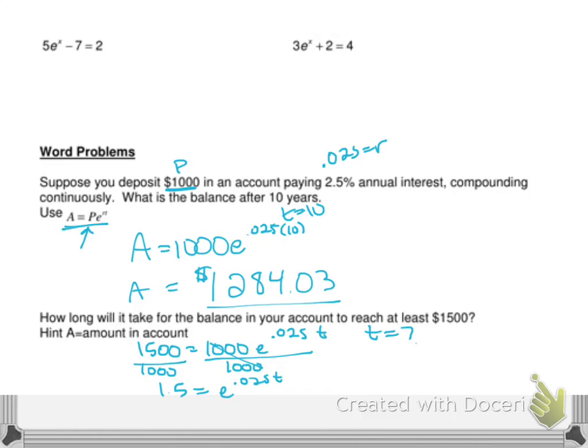So because it's in base e, it's going to be a natural log, base e, of 1.5 equals 0.025t. So I type natural log in the calculator, so natural log of 1.5, push enter, and then push divide by 0.025. So t equals 16.219 years.